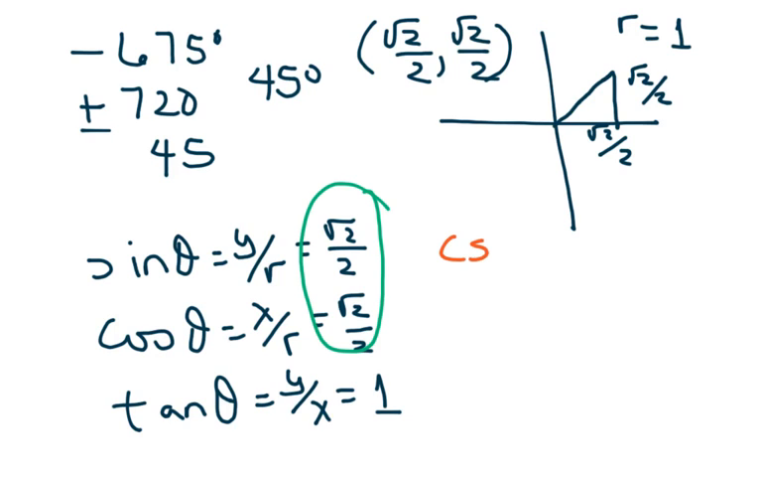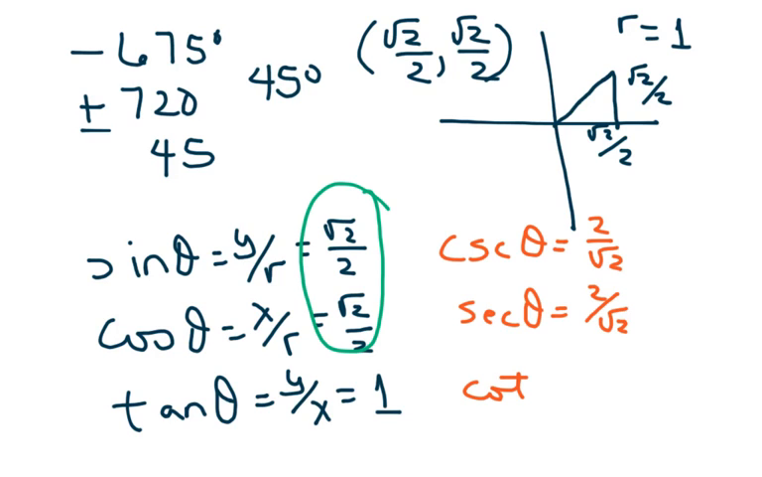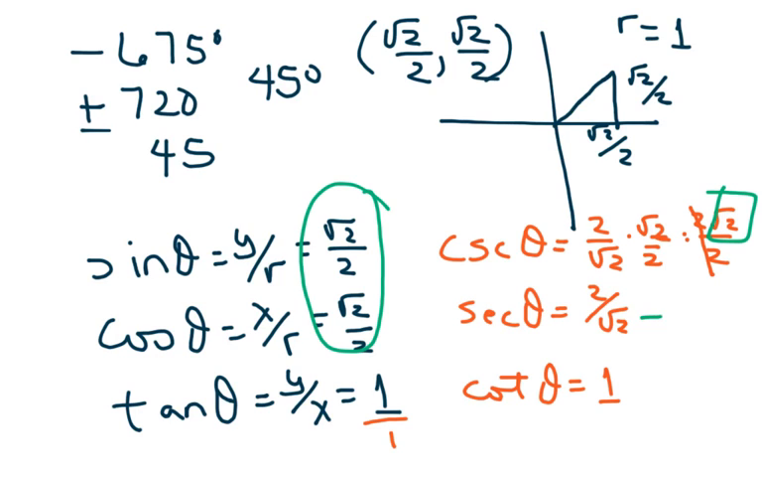So cosecant of theta is 2 over root 2. Secant is the same. And cotangent is 1 over 1. So when you flip that, you still get 1. We rationalize these, and that's going to give you 2 root 2 over 2, which equals root 2. So these would be root 2. And that's all.